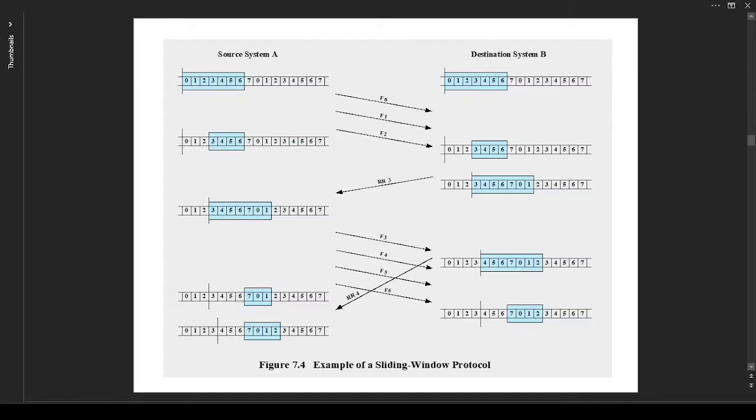Sliding window flow control is potentially much more efficient than stop and wait flow control. The reason is that with sliding window flow control, the transmission link is treated as a pipeline that may be filled with frames in transit. By contrast, with stop and wait flow control, only one frame may be piped at a time. So, this is the example of figure 7.4 of the sliding window protocol.